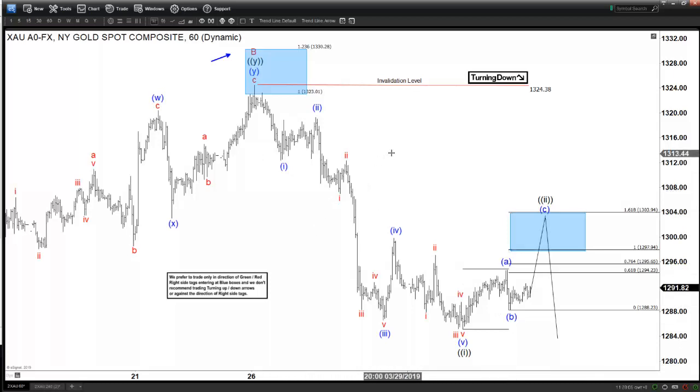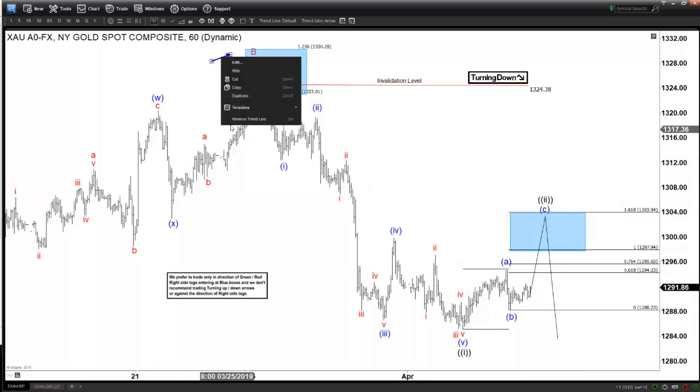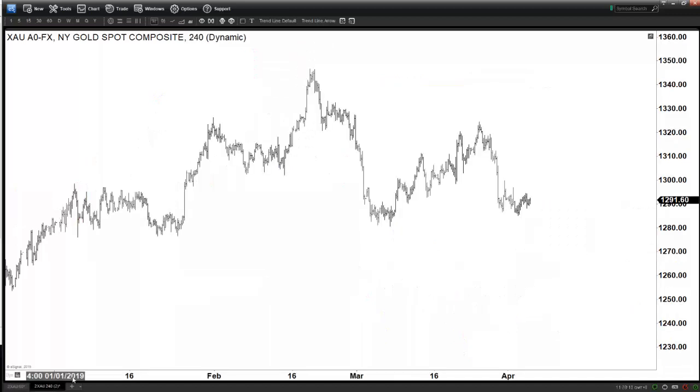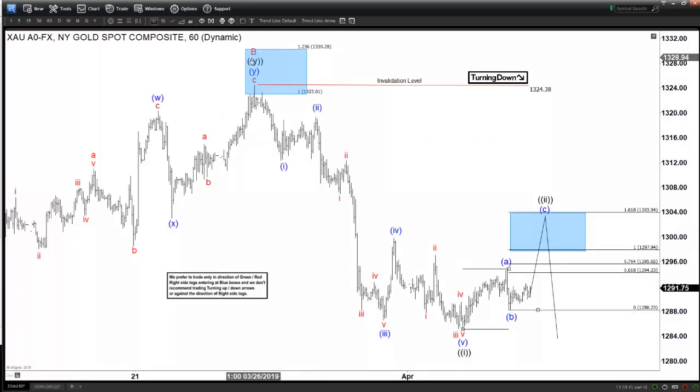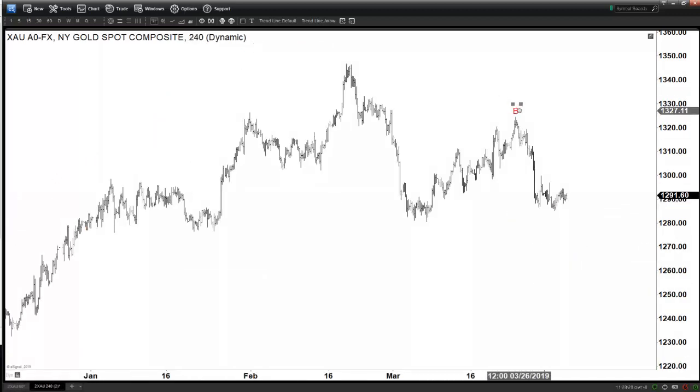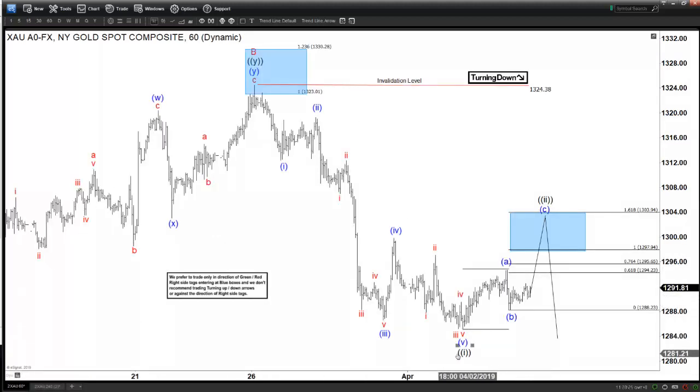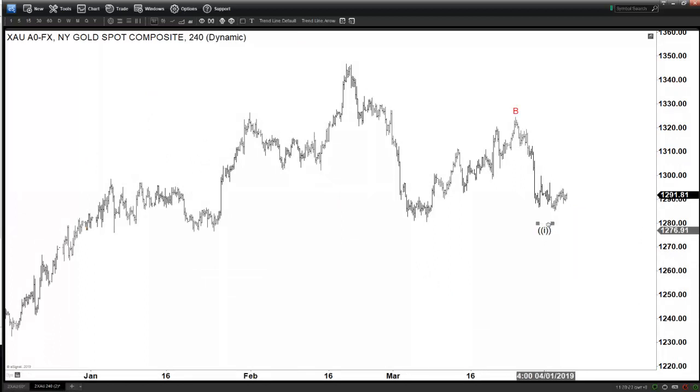All right, so now let's take a look a little bit at the larger degree. Looking at the 4-hour chart, you notice here this B that we saw earlier is right here, right? And this one that you saw earlier is right here. All right, so now we are within this wave C in gold, and as always that will be a 5 waves like this, 1, 2, 3, 4, 5, something like this, right?